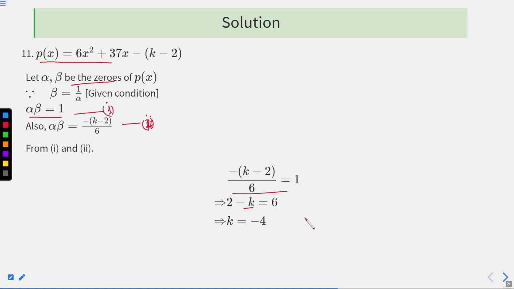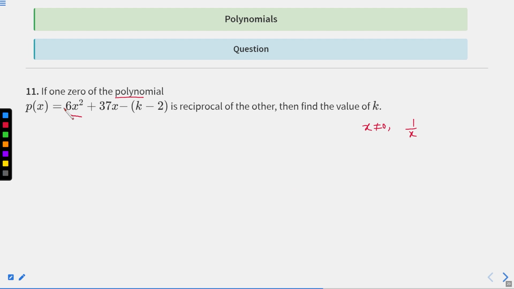Okay, so if one zero of the polynomial p of x, equal to 6x squared plus 37x minus k minus 2, is reciprocal of the other, then the value of k is basically equal to minus 4. Okay, so the value of k is equal to minus 4.